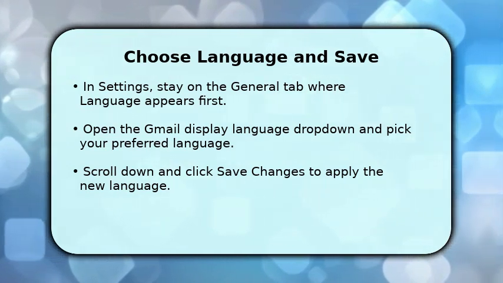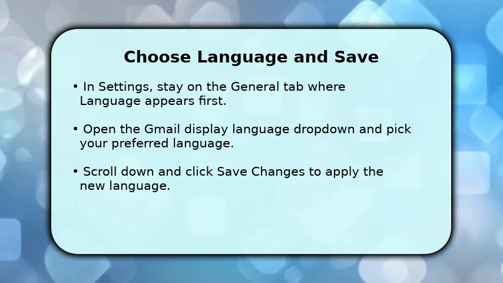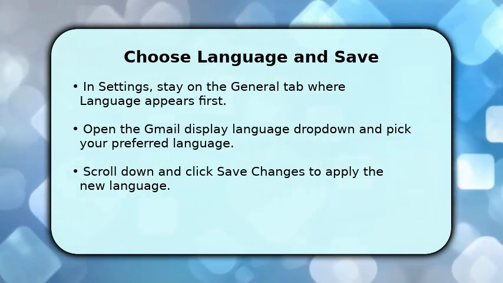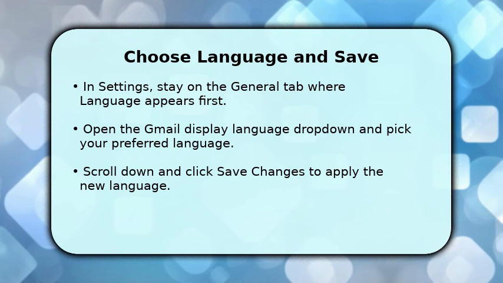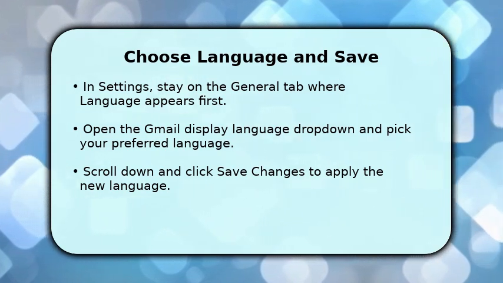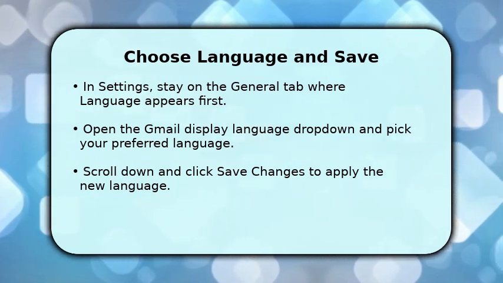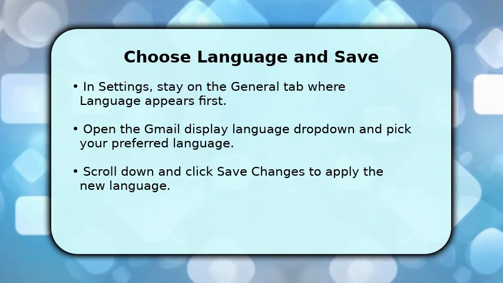Open the display language drop-down and select the language you want. Choosing here changes labels, buttons, and help text. Once selected, scroll to the bottom and click Save Changes. Gmail reloads using the new language. If you want alternate region formats later, you can adjust input or keyboard settings.